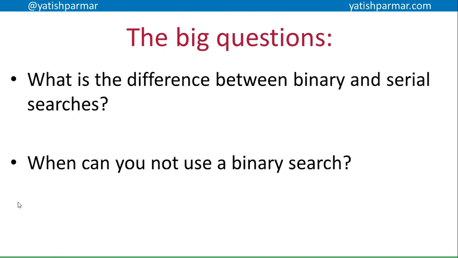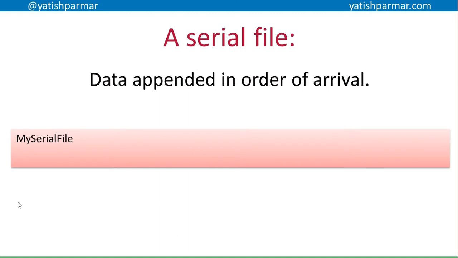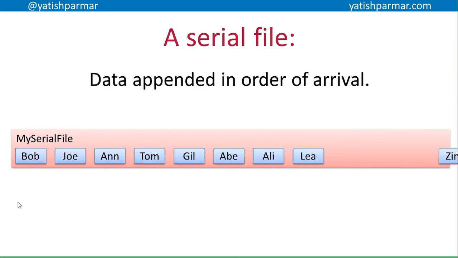So you should know by the end of this video what is the difference between a binary and a serial search, and when you cannot use a binary search. Simple thing there, which people seem to confuse. So remember, serial file: we've got data being appended in order of arrival. So there's my serial file, and as my data arrives, it gets written to the file. There's no specific order.